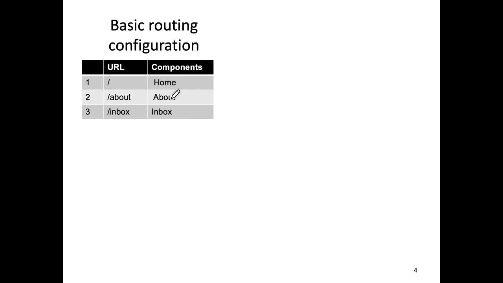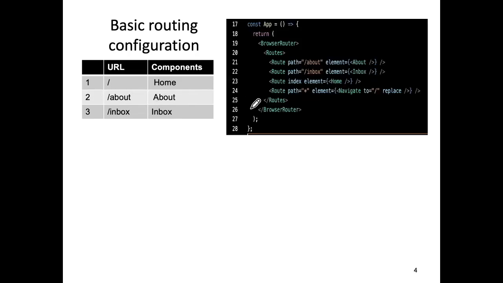Again, about may have loads of children, even though they don't in my case. And similarly for the third example here. So I've got 3 pages with these particular URL requirements. Now, how do I express that in my React app? And this is how you do it.